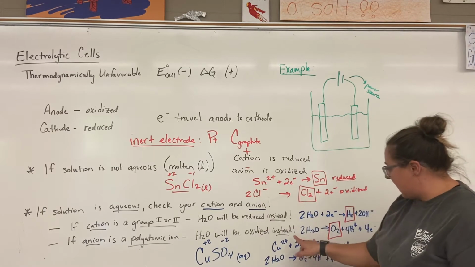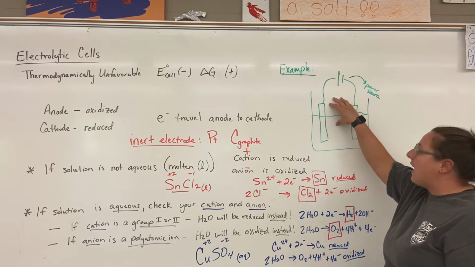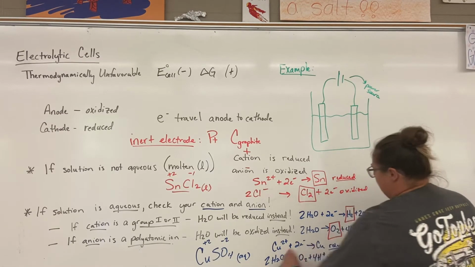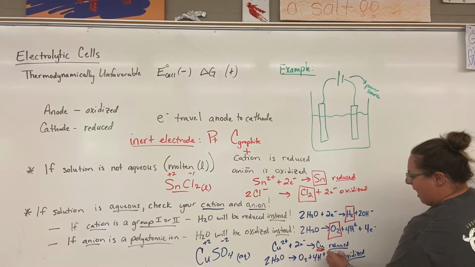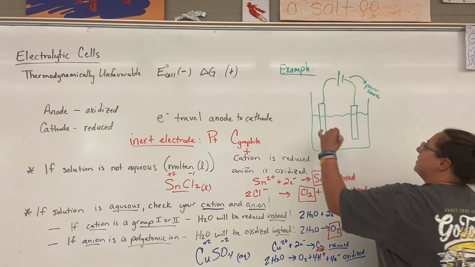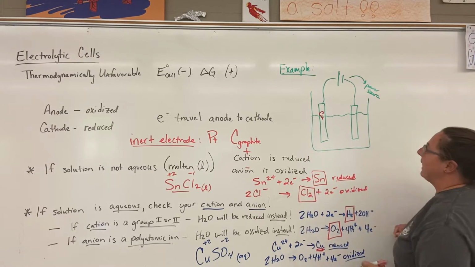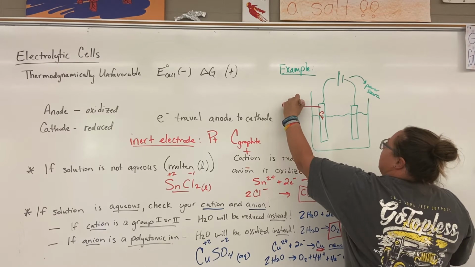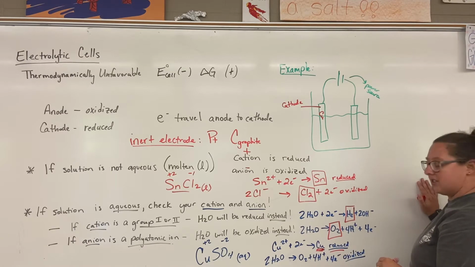So let's take these half reactions and label our electrolytic cell. I'm just going to say that copper, I'm going to use my red again, copper is going to be my cathode, right? And so let's just put our copper on this side. I'm just choosing where I want it to be. And so that will be our cathode. It is our cathode because that is where reduction occurs.